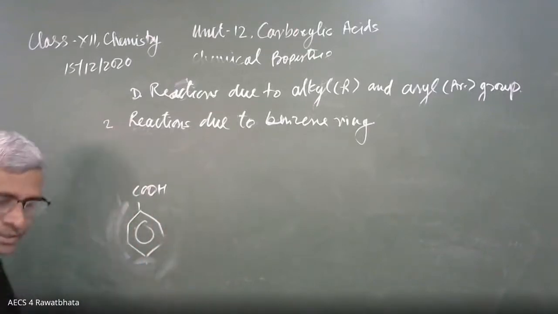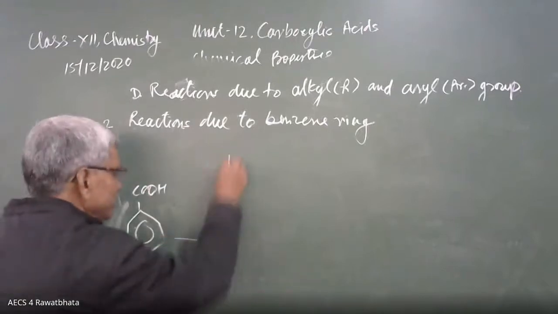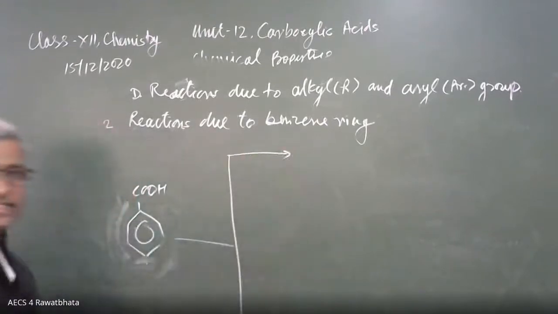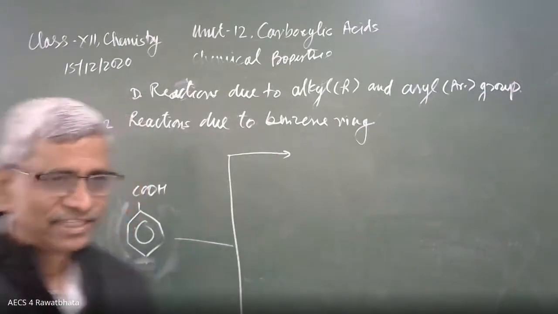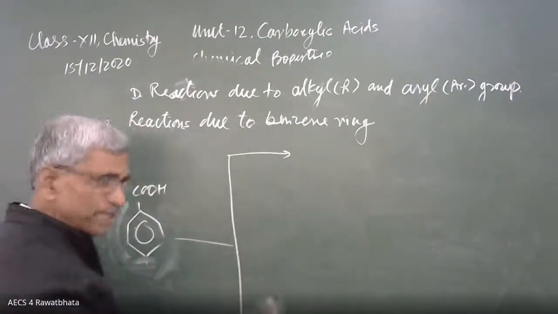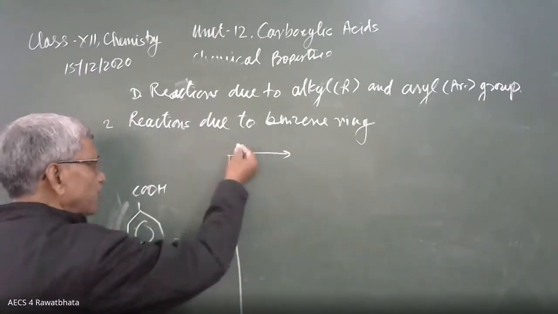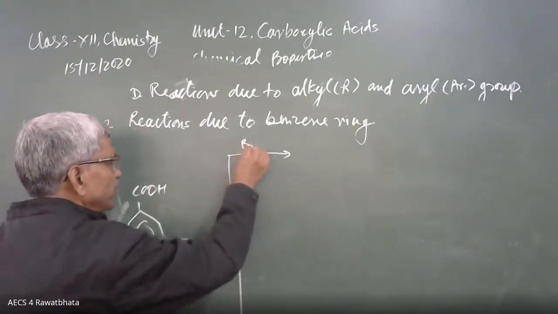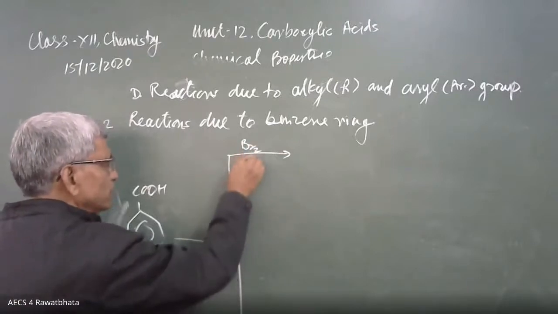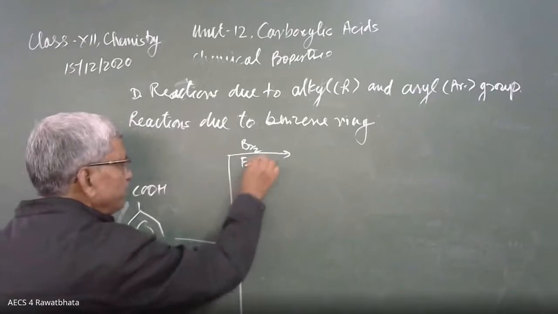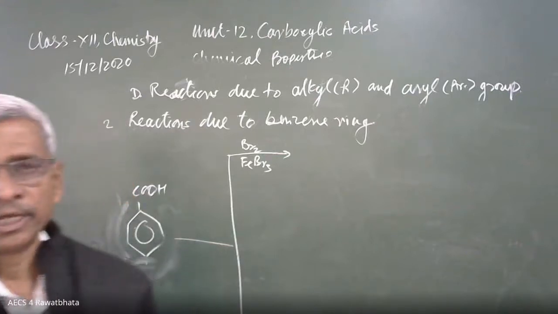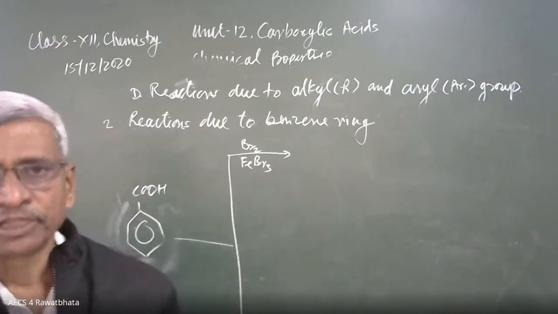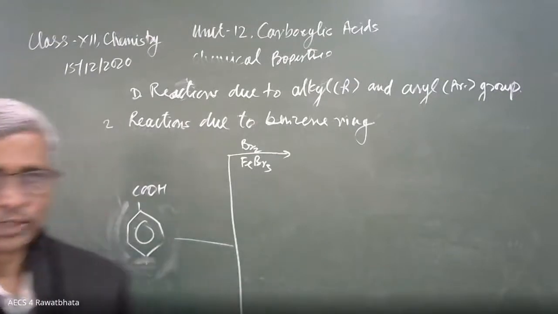So this is going to combine with some reagents. Four reactions are there: halogenation, sulfonation, nitration. Friedel-Crafts reaction is not that important for this, as you are not getting a better product in that case. So one is halogenation. Halogenation means it is going to combine with bromine, Br2, in presence of halogen carrier, FeBr3. This can be combined with chlorine in presence of halogen carrier like FeCl3. Its role is clear.